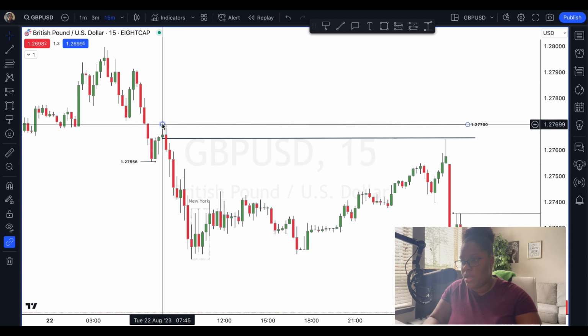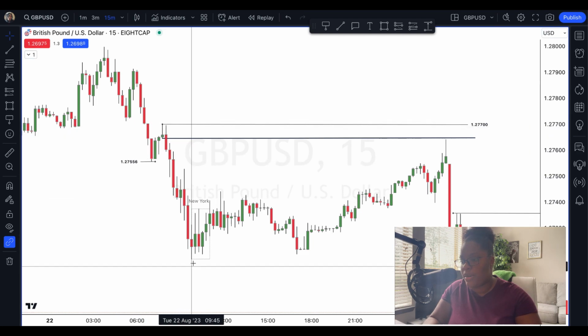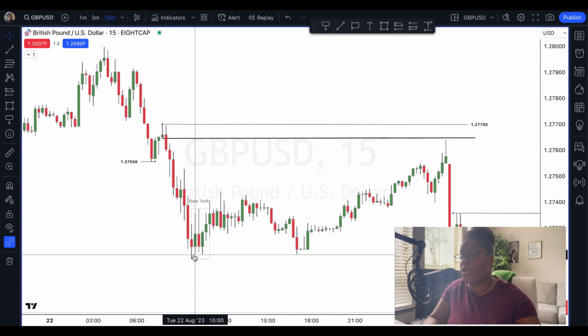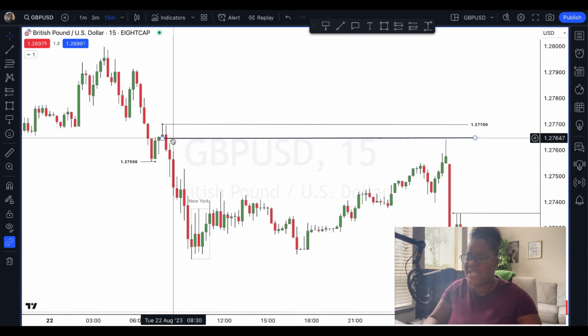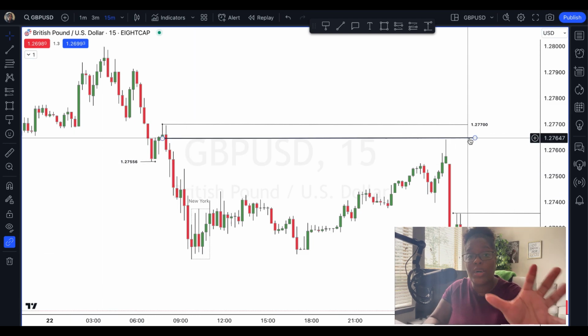I can see that price made a lower low. We had an inside bar, then price made a new lower low, right? So we're in a downtrend. I said, you know what? I really want to sell. I want to be the seller. Overall, I want to be the seller.